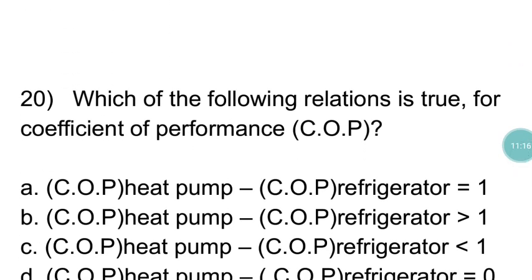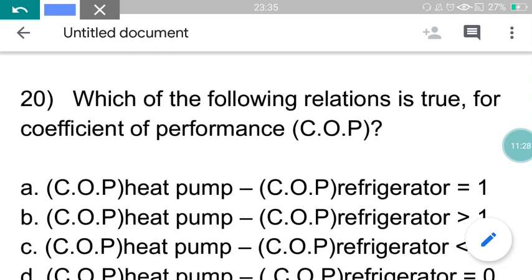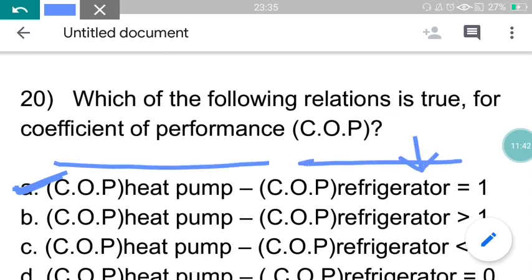So they're asking the relation between coefficient of performance of heat pump and C.O.P of refrigerator. Okay, the correct answer for this question is option A. C.O.P of heat pump is equal to 1 plus C.O.P of refrigerator, or we can say C.O.P of heat pump minus C.O.P of refrigerator is equal to 1. The correct answer for this is option A. C.O.P of heat pump minus C.O.P of refrigerator is equal to 1.